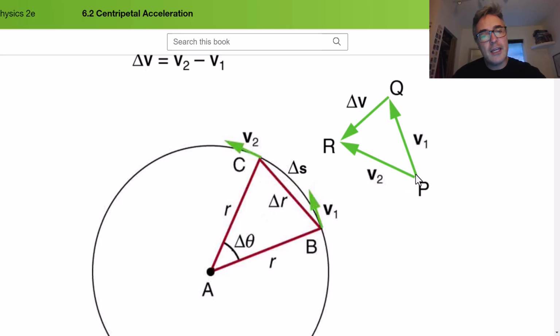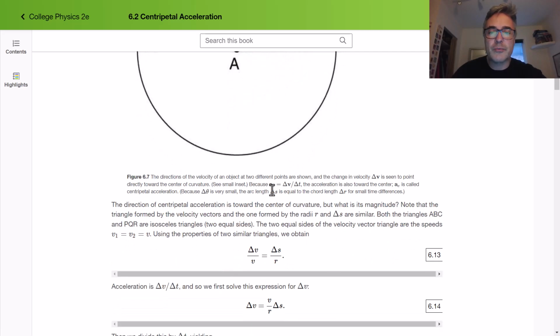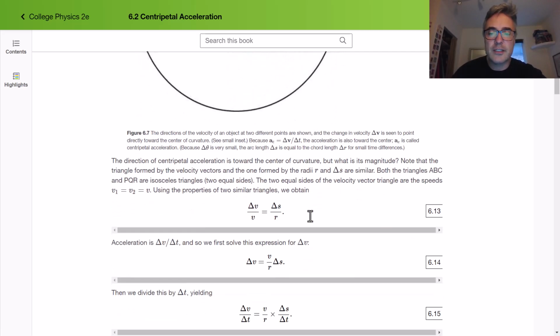So you would say that the velocity has changed by delta V. V1 plus the change in V equals V2: the initial velocity, the change, and the final velocity. This change, delta V, is towards the center of circular motion, and that's going to give you some acceleration. Delta V divided by delta time is the acceleration, right? This is called centripetal acceleration, towards the center of circular motion. We call it a sub c, delta V over delta t.